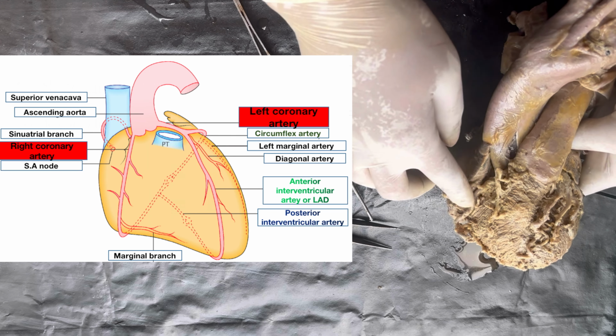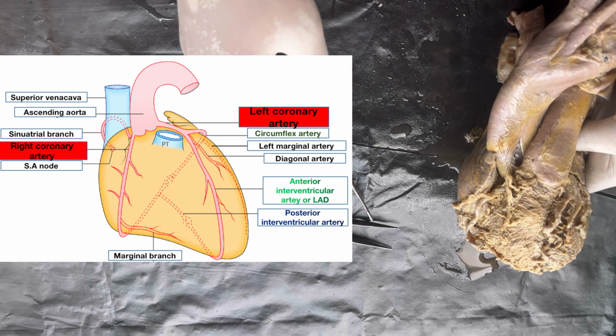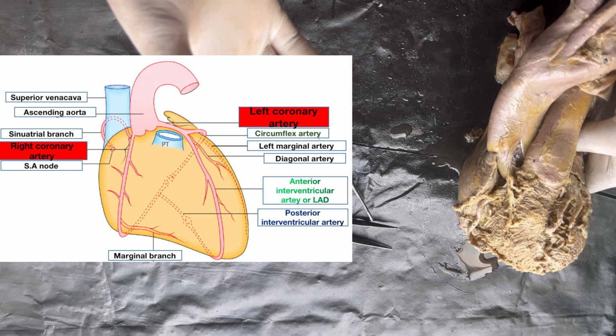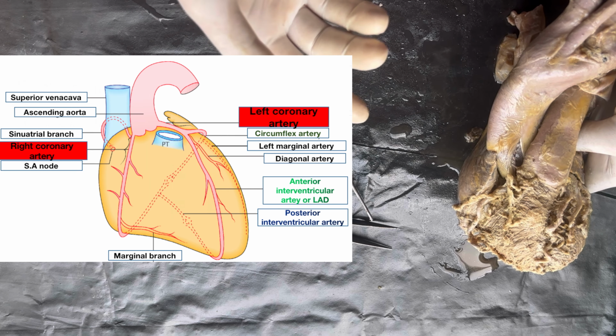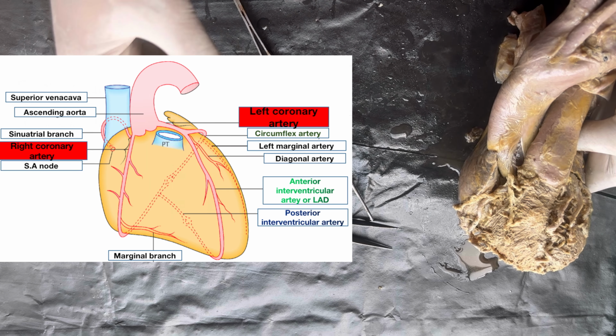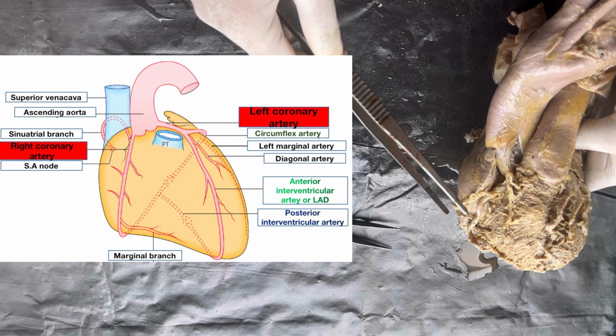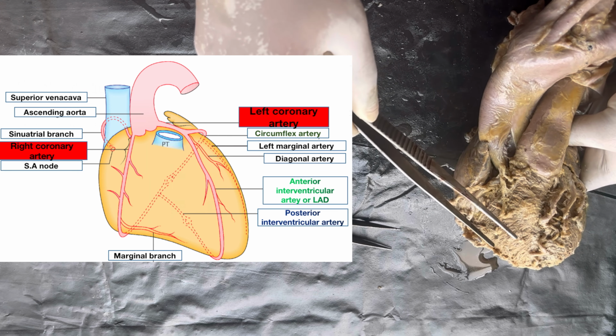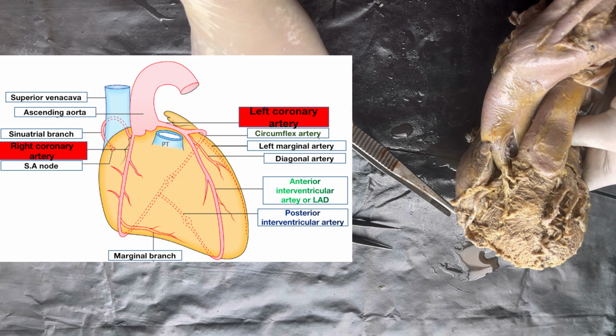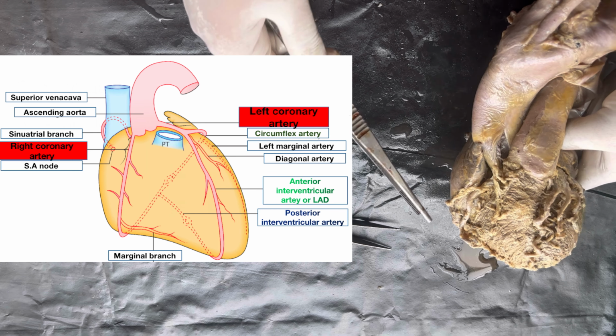Now let's correlate with the diagram. So this is the right coronary artery, and we know about its branches, its course and distribution. The branches we can say are the sinoatrial artery, which supplies the SA node, the right marginal artery, the posterior interventricular artery, and branches which supply the ventricles and the right atrium. So this is all about the right coronary artery.